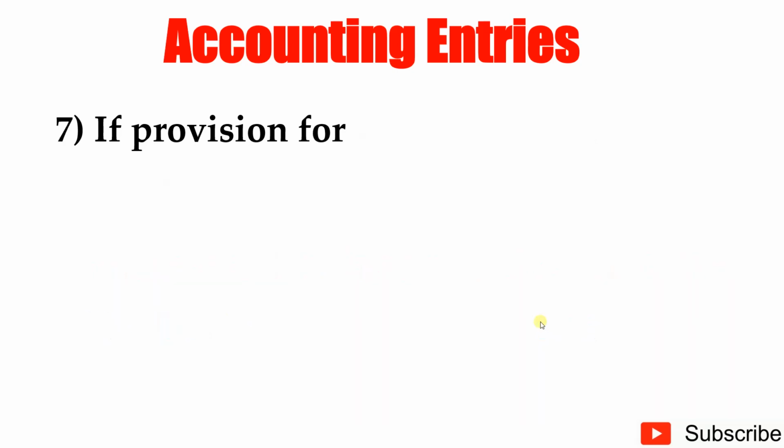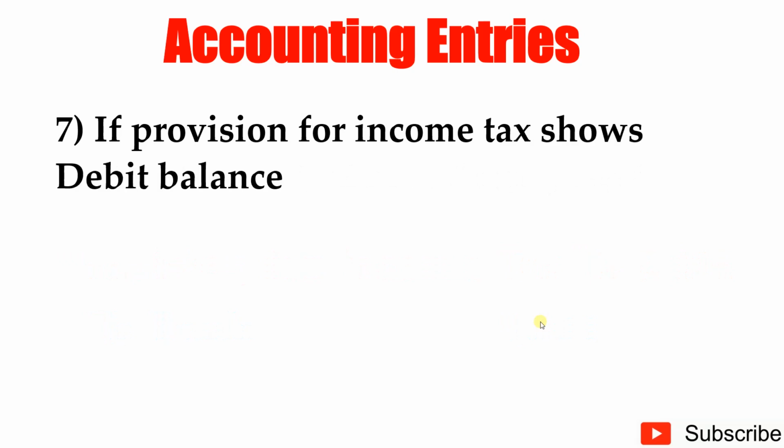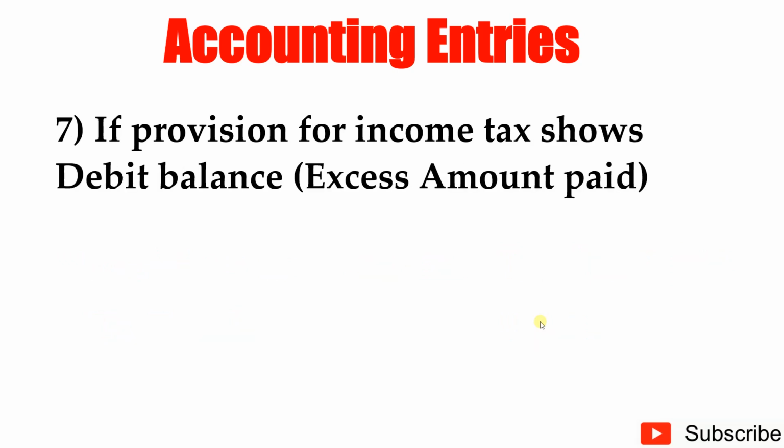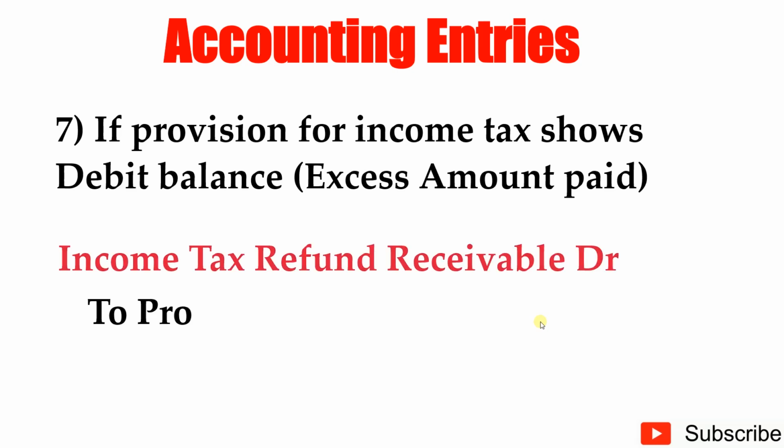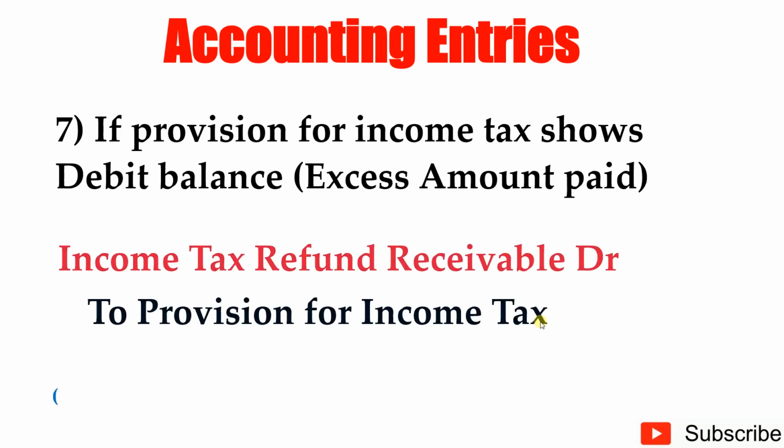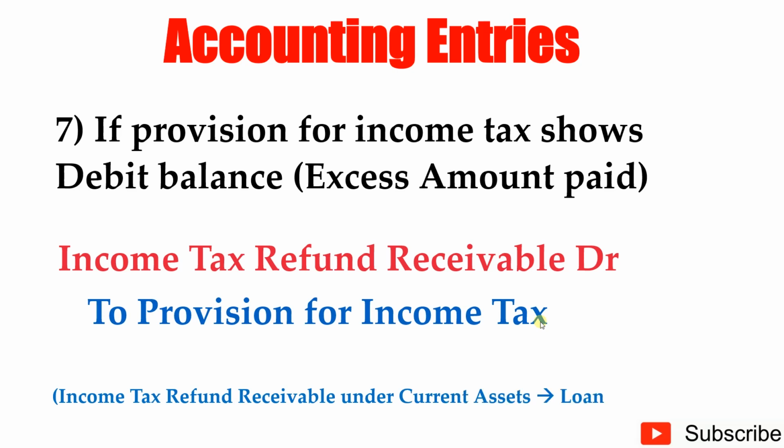So in that case, if provision for income tax shows a debit balance, that means excess amount paid to the government as advance tax and TDS. So we have to claim that amount from the government. The debit will be income tax refund receivable and the credit will be given to provision for income tax. This income tax refund receivable will be under current assets, loans and advances. Now the provision for income tax account is closed and the excess amount is transferred to income tax refund receivable. It will come under the asset side of the balance sheet under current assets, loans and advances.